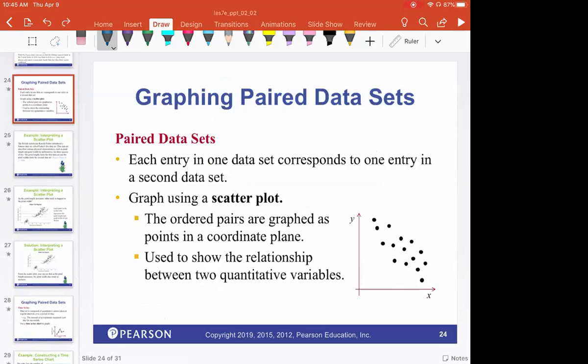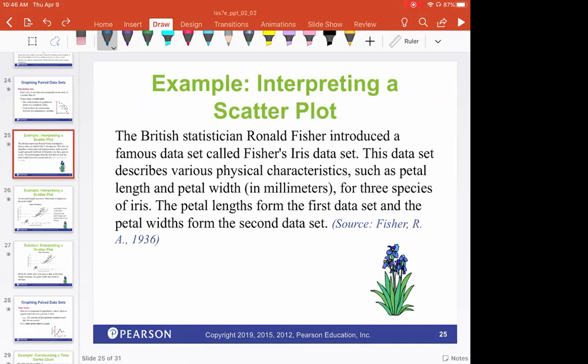Another type of graph is paired data sets. Each entry in one data set corresponds to one entry in the second data set. In a scatter plot, the ordered pairs are graphed as points in the coordinate plane, and they're used to show the relationship between two quantitative variables. So let's go ahead and take a look at a scatter plot.